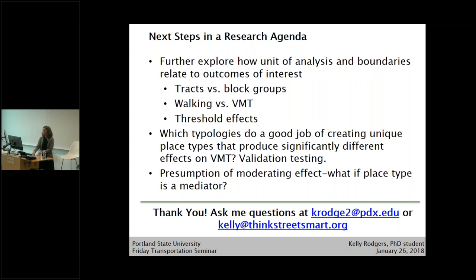So I would like to explore all the different kinds of typologies and see how they work with regard to this, again, with a long-term goal of trying to figure out what typology best explains the two outcomes of interest that I'm exploring. And I think we have time just for a couple of questions, but I also have my email addresses there if anyone wants to get in touch.